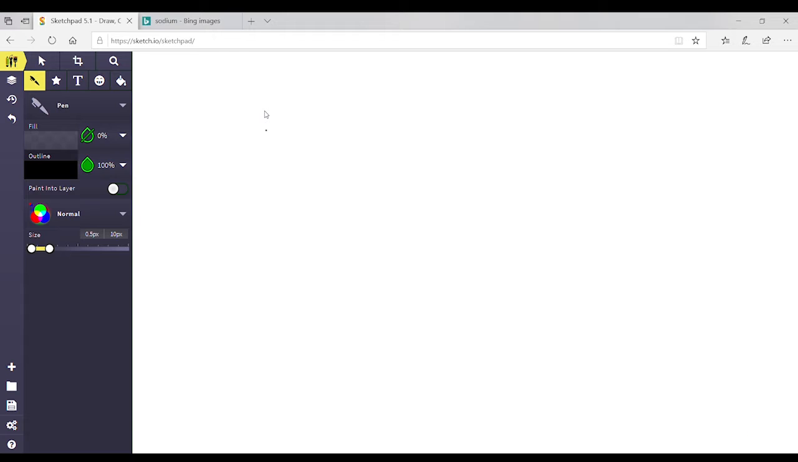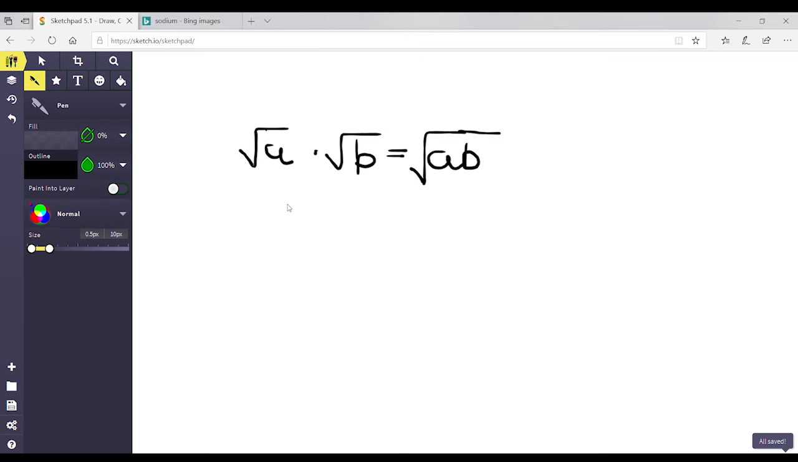Some intuition behind radicals. Last video it was how radicals work, and we said the square root of a times the square root of b equals the square root of ab. That's always true. But we said addition and subtraction didn't work, so the square root of a plus the square root of b does not equal the square root of a plus b.